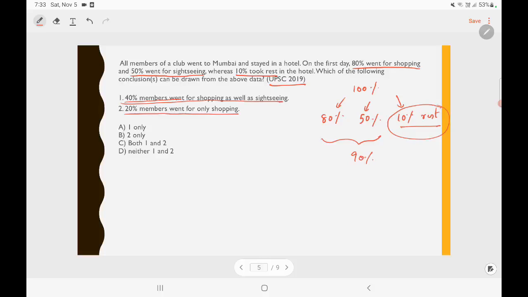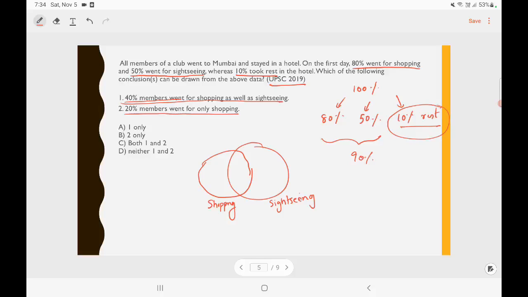Some people might have gone for both shopping and sightseeing. Some people might have gone for only shopping. Some people might have gone for only sightseeing. We don't know. We need to find it out using the concept of Venn diagram. So I am drawing 2 circles here. Let's say this represents shopping, and this circle represents sightseeing. I already told you while talking about the concept of Venn diagram that we need to start from the intersection of the things. So here first you need to find out how many people went for both sightseeing and shopping.